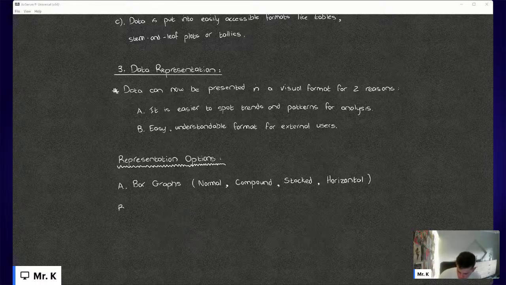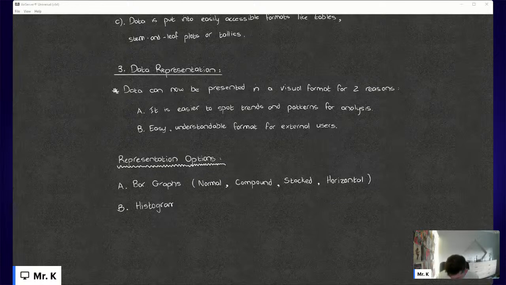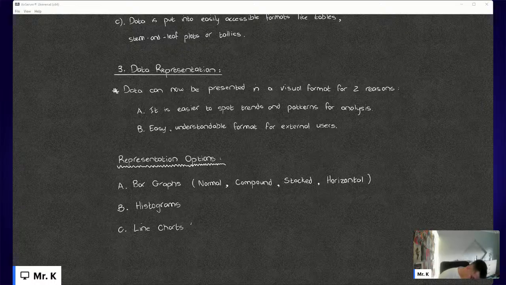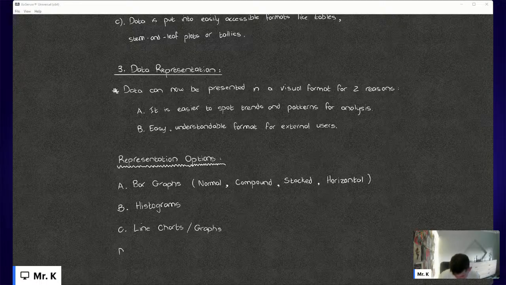Number two, we can use histograms. Histograms are like bar graphs, but they have no spaces in between bars. What else can we use? We can use line charts, right? Or line graphs. Line charts or graphs. D, we can use pie charts, right? Pie charts are often very helpful.